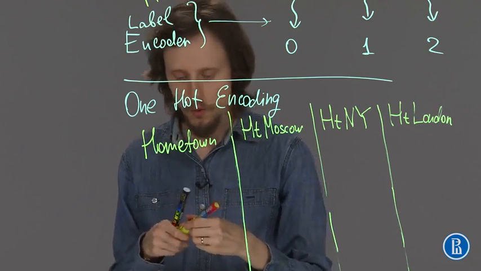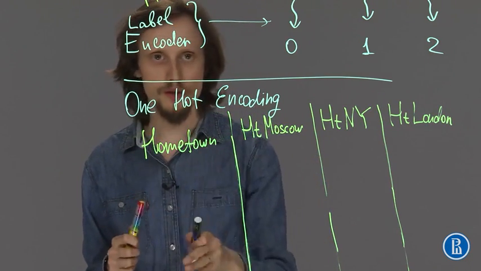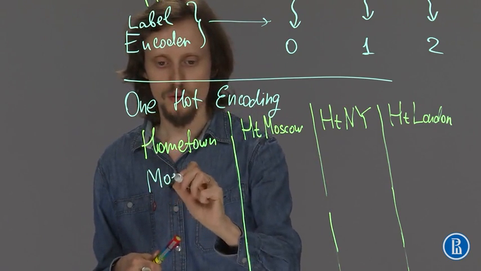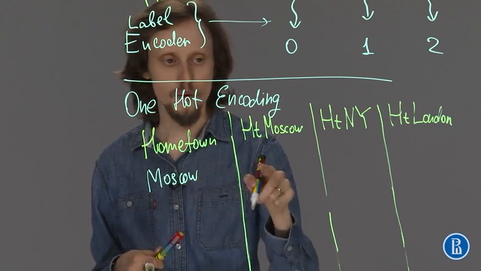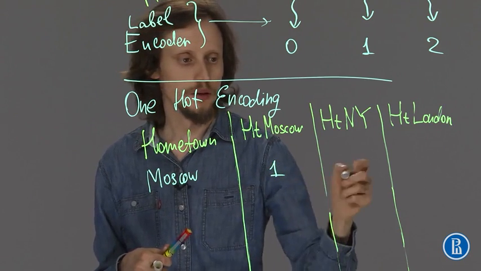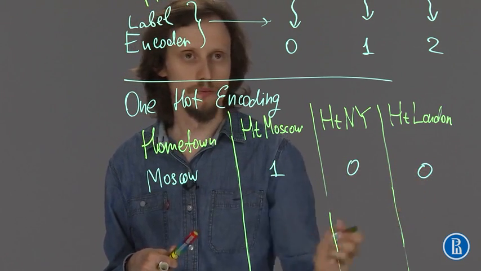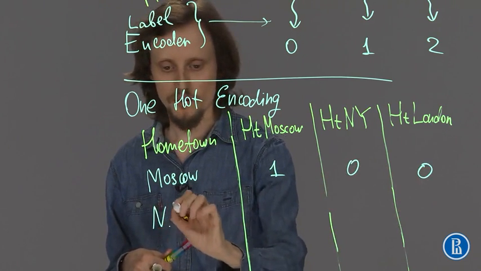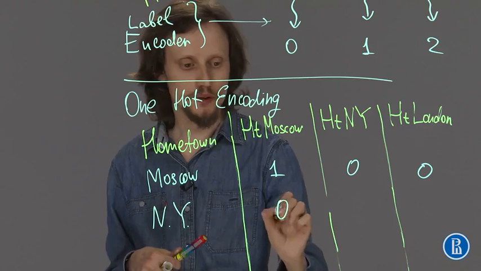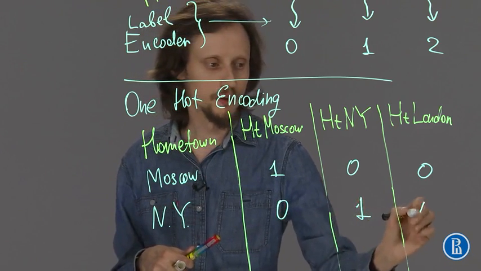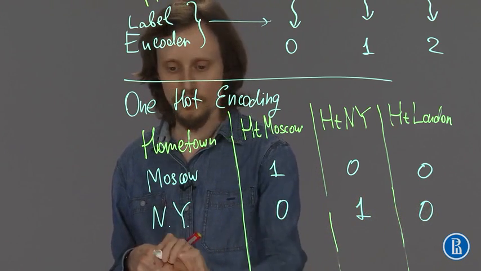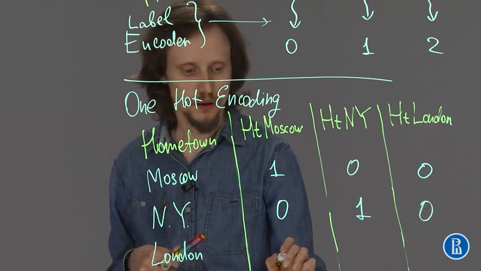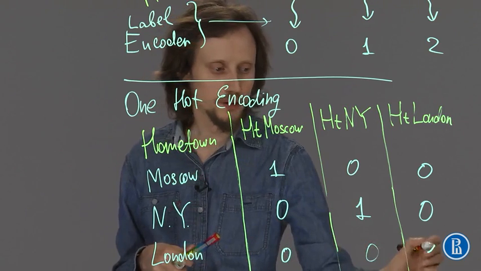Then, when we see here in the column hometown, we see Moscow. We put here 1, here 0, and here 0. When we see here New York, we put here 0, here 1, and here 0. And for London, it is the same way. Here 0, and here 1.